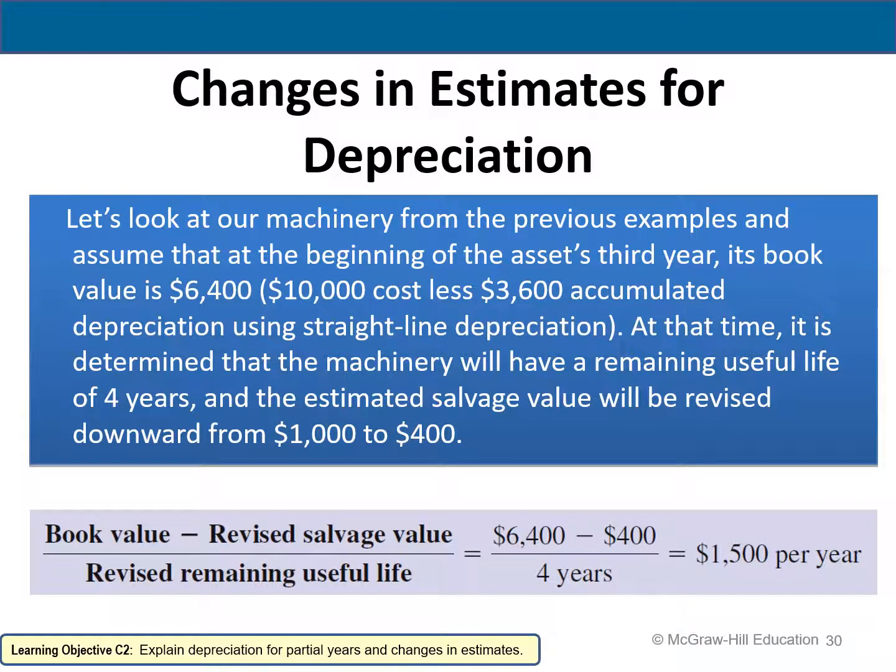So if our machinery from the previous example, at the beginning of the asset's third year, has a book value of $6,400, that is 10,000 cost less 3,600 in accumulated depreciation. At that time, it's determined the machinery will have a remaining useful life of 4 years. The estimated salvage value will be revised downward from 1,000 to 400. What we do is we take our book value, which is $6,400 at this time, minus the revised salvage value, divided by the revised remaining useful life from that point forward. So our depreciation for the next 4 years will be $1,500.